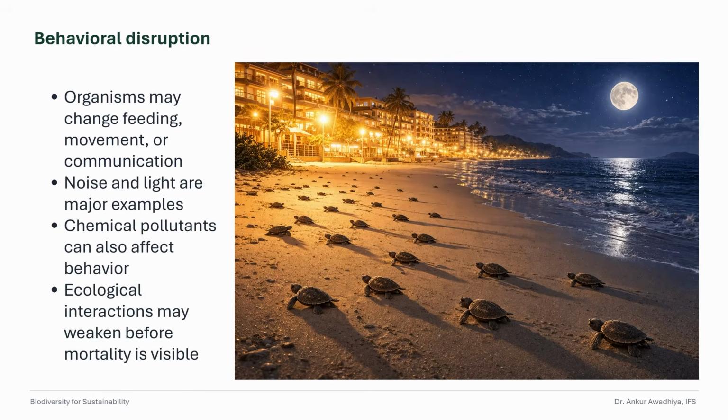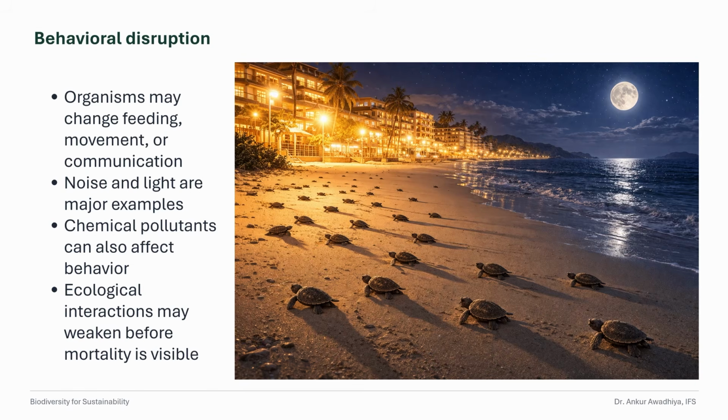This image shows sea turtle hatchlings becoming confused and disoriented by human sources of light, illustrating how light pollution can disrupt behavior. Noise and light are the clearest examples of behavioral disruption. But chemical pollutants also alter behavior by altering the nervous system or changing hormonal signals.